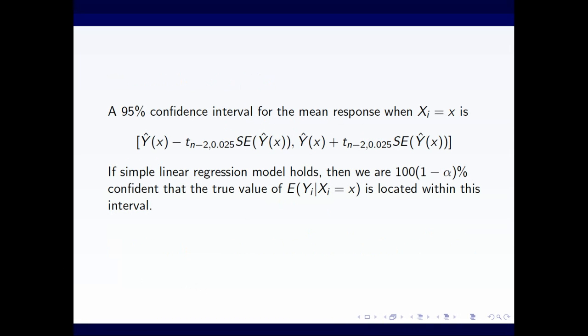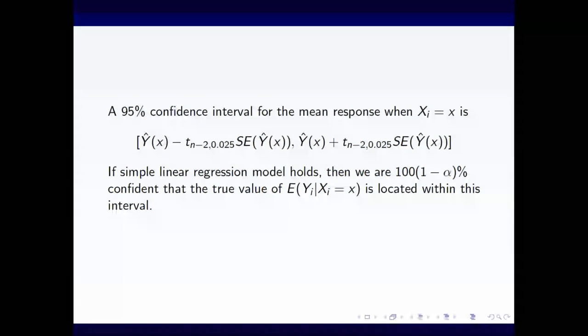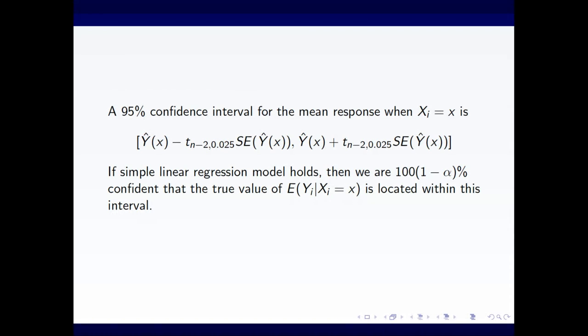Then the 95% confidence interval for the mean response when x_i equals little x: again we use the t distribution. So we have y hat x minus the expectation of y hat x, divided by the standard error of y hat x, and it follows the t distribution with n minus 2 degrees of freedom. So the 95% confidence interval for the mean response when x_i equals x is: the lower bound is y hat x minus the t value times the standard error of y hat x, and the upper bound is y hat x plus the t value times the standard error of y hat x.